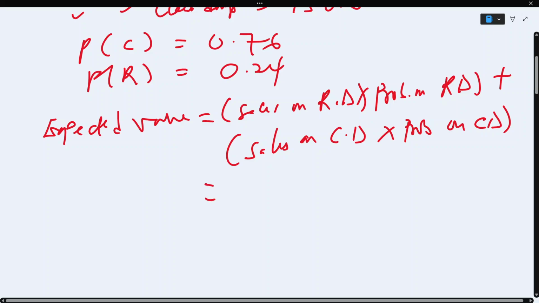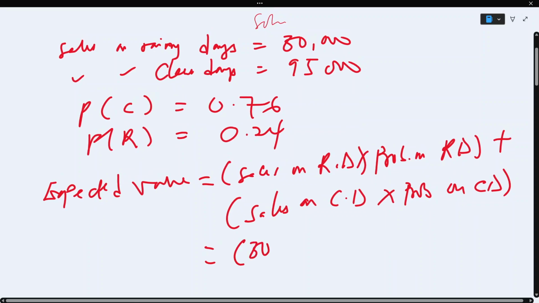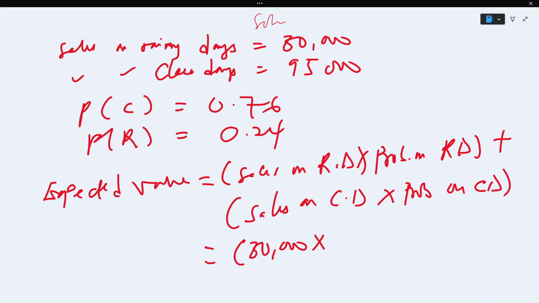So now what's the sales on raining days? On raining days, the owner is able to sell 80,000 Ghana cedis. The probability of rain is 0.24. Then on raining days, 80,000 and a probability of 0.24. And on clear days, 95,000, probability of 0.76.